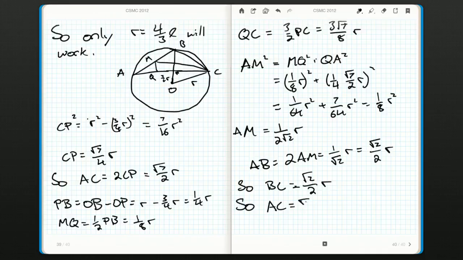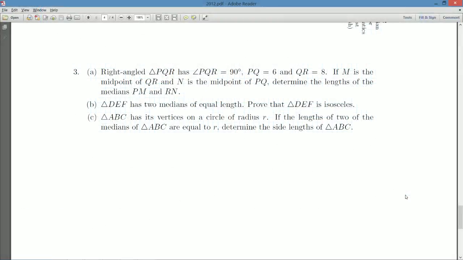So AC is root 7 over 2 R, and AB equals BC equals root 2 over 2 R. And it looks like that's about all we can do, because it all depends on what R is. I guess we can't get a specific value of R, but we can just get everything in terms of R. Okay. So we have our side lengths of A, B, and C, and that's all we were asked for.